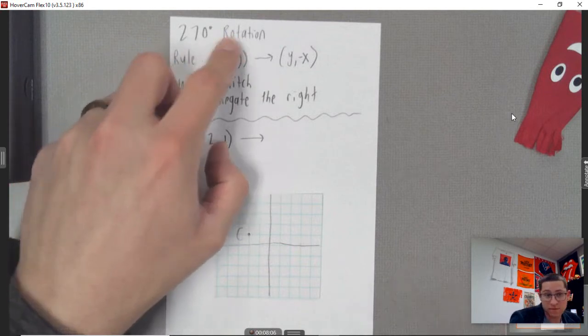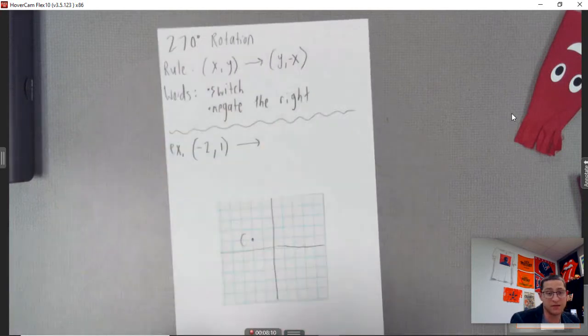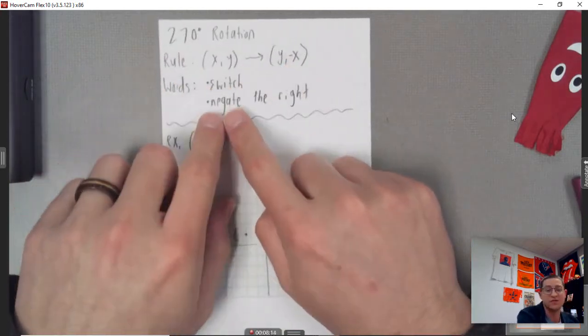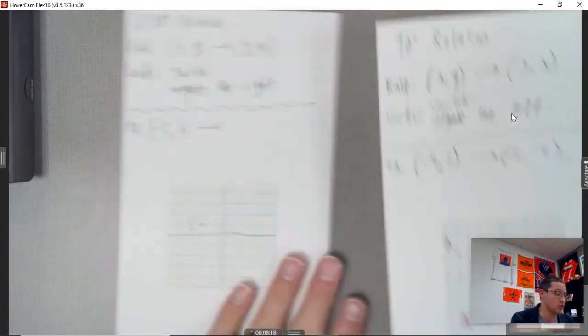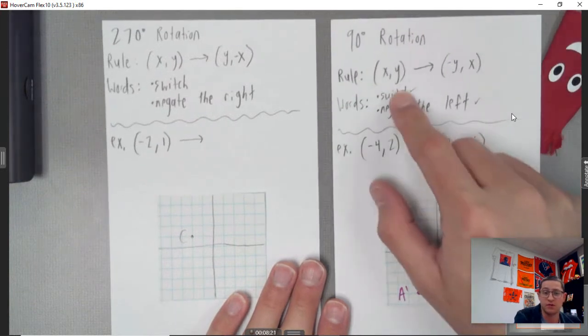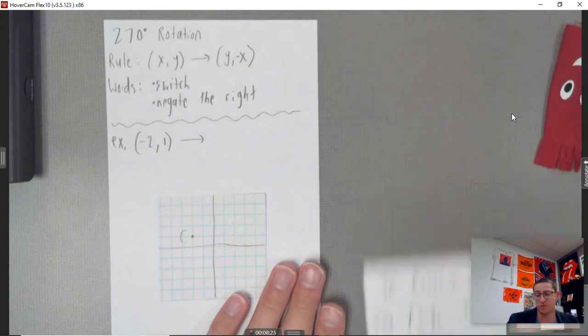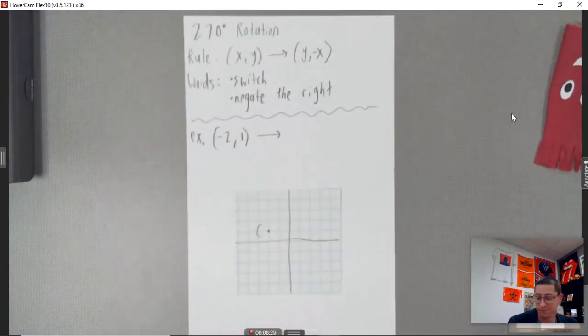270 degree rotation. Here's the rule: x comma y, we're now going to change it to y comma negative x. So you can see that we're going to be switching again, but this time we're going to negate the right coordinate. Just to compare it to your 90 degree, we switched and negated the left, but now we are switching and negating the right. So just a quick distinction to make sure that you understand.